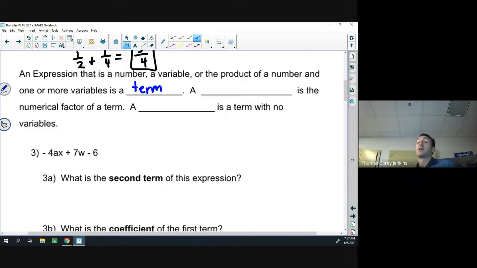So essentially, a term is anything that's all together, right? You go to another term when it's separated by either a plus or a minus sign. That's when you go to another term. So a blank is the numerical factor of a term. So what's the number out front of a term called? Say if we have like 2x, what's 2 called? Anybody remember? C word? Coefficient.